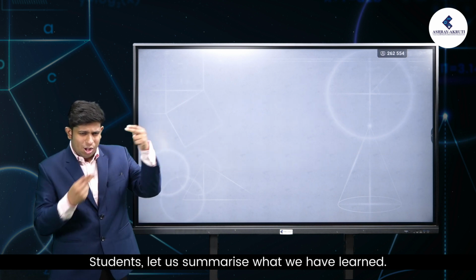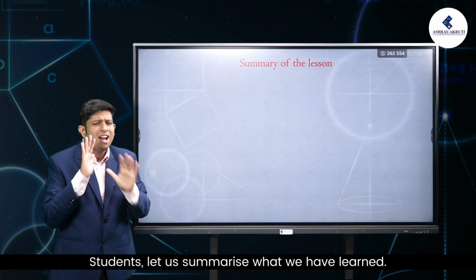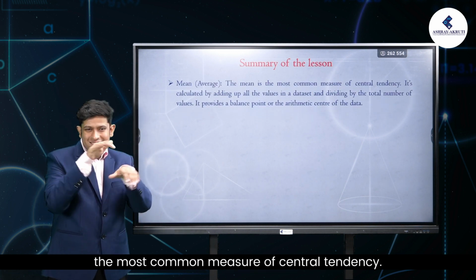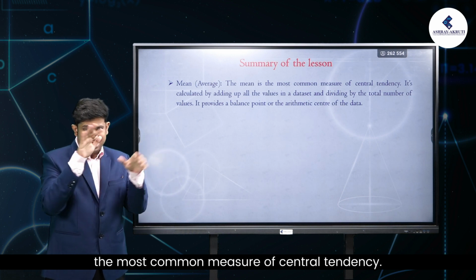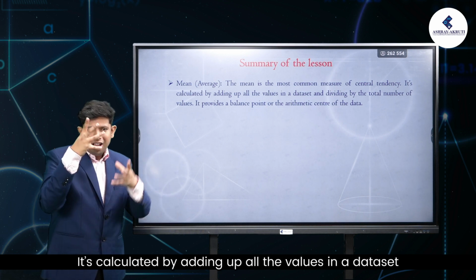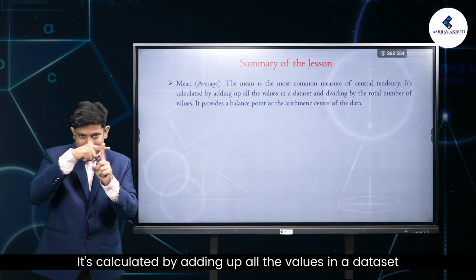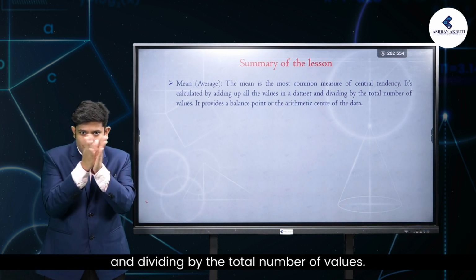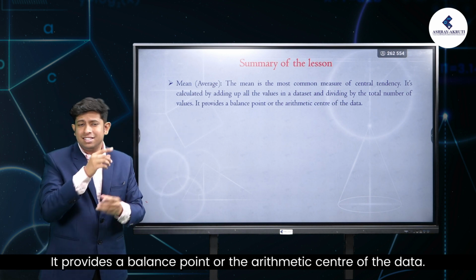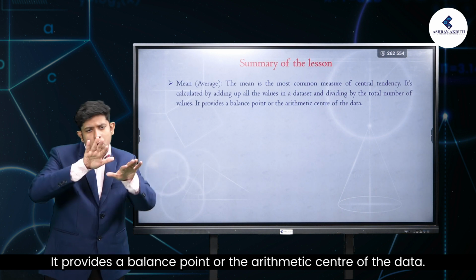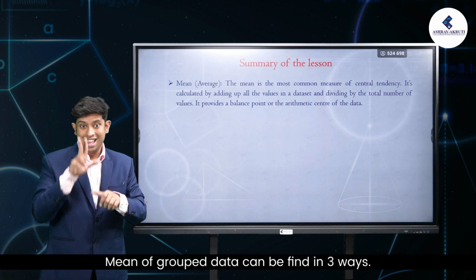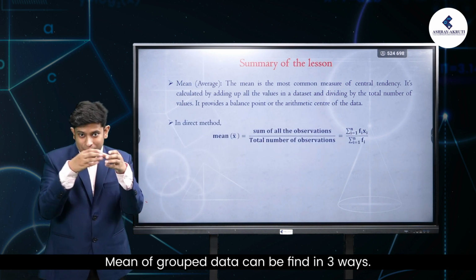Students, let us summarize what we have learned. Mean. The mean is the most common measure of central tendency. It is calculated by adding up all the values in a data set and dividing by the total number of values. It provides a balance point or the arithmetic center of the data. Mean of grouped data can be found in three ways.